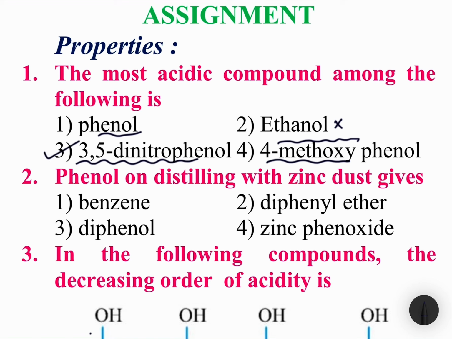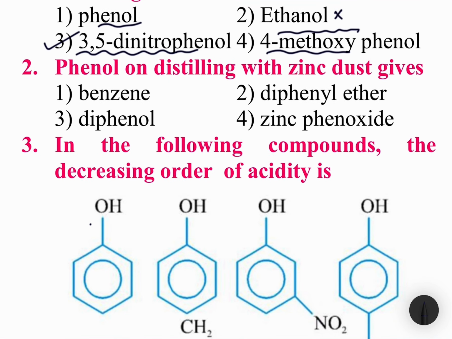On phenol, -M groups are best at ortho and para positions. Phenol on distilling with zinc dust gives benzene. One very simple reduction. Phenol is this one. When treating with zinc dust, this is gone. Oxygen gone, it becomes benzene, right?